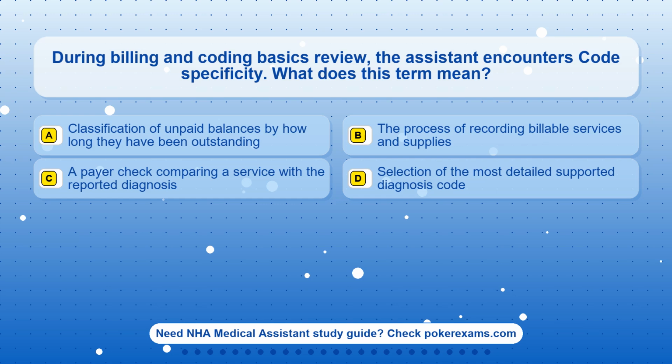Question 9. During billing and coding basics review, the assistant encounters code specificity. What does this term mean? Option A. Classification of unpaid balances by how long they have been outstanding. Option B. The process of recording billable services and supplies. Option C. A payer check comparing a service with the reported diagnosis. Option D. Selection of the most detailed supported diagnosis code.